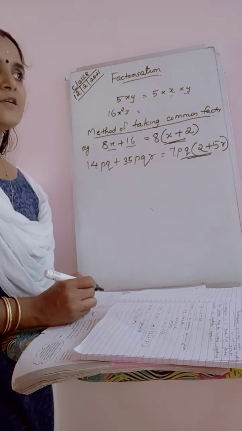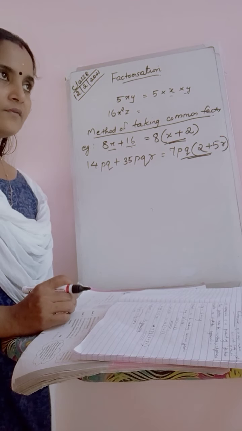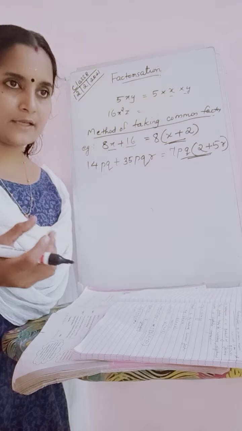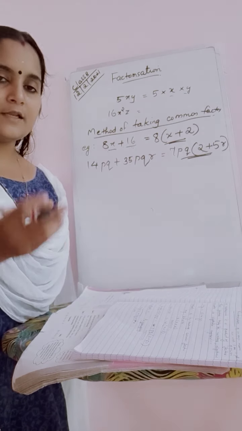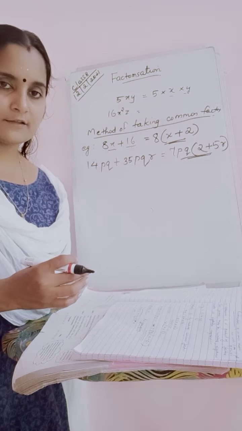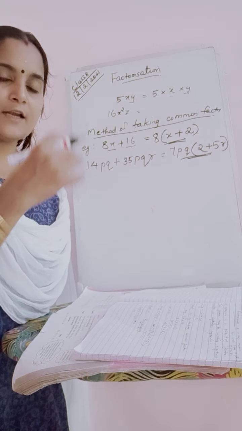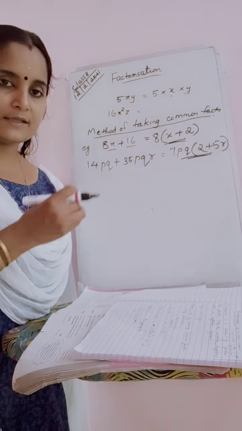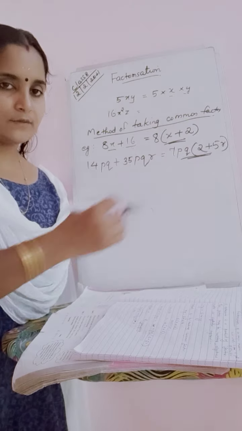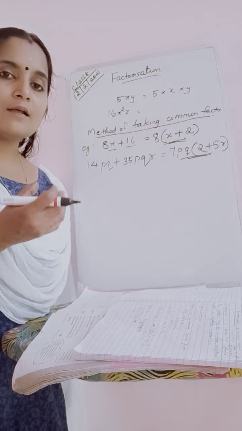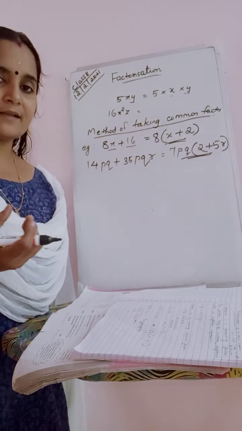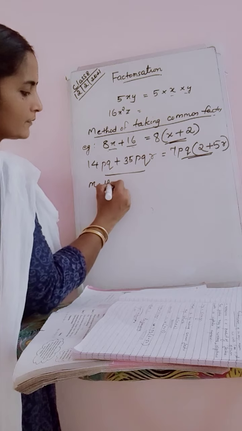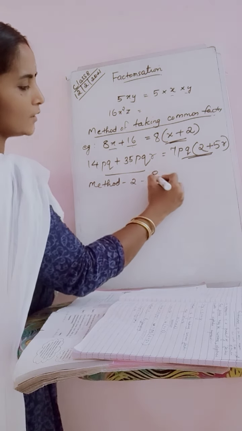Then another method means, in some questions we can take common factors by regrouping it. Then only we can take. That is, suppose we have 4 terms. In the first and third terms we have common factors, and in the second and fourth terms we have common factors. So we arrange like this. First, then you write the third term, then write the second and fourth, like that. That method is called the regrouping. Regrouping and then take the common factors. That is the next method. Method 2, regrouping.